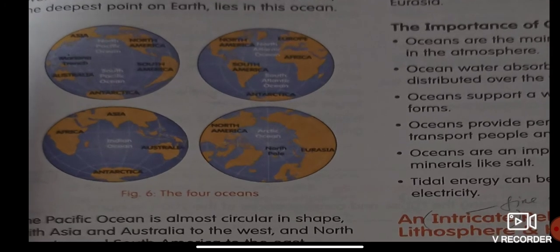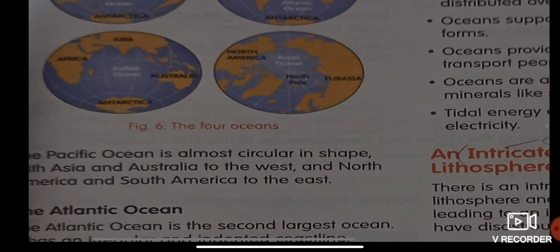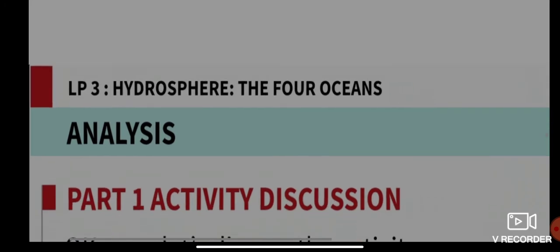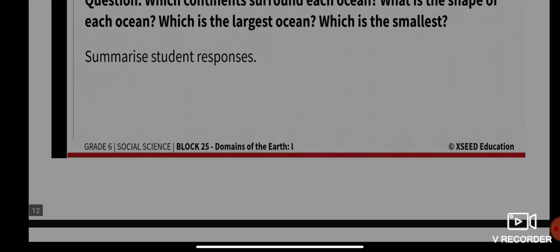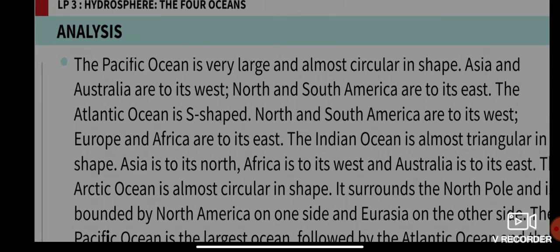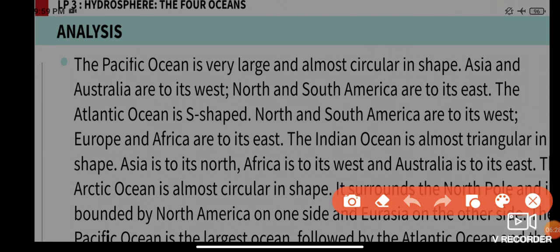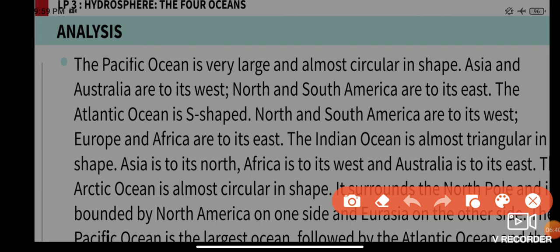The shape, the continents surrounded by each ocean, and then the largest and the smallest ocean. All right, if you have observed the picture carefully, you'll see that the Pacific Ocean is very large and almost circular in shape. Asia and Australia are to the west of the Pacific Ocean.